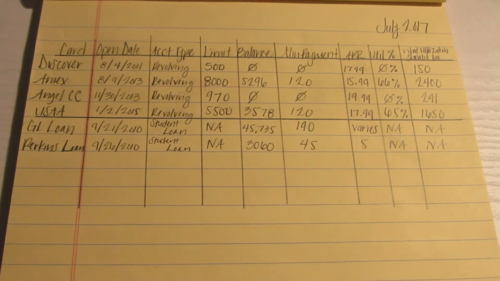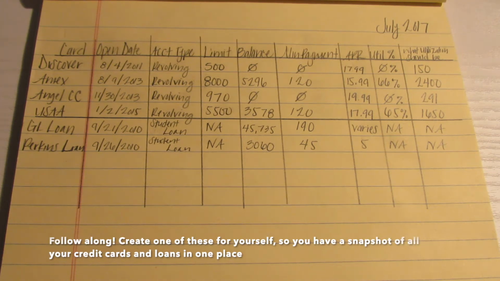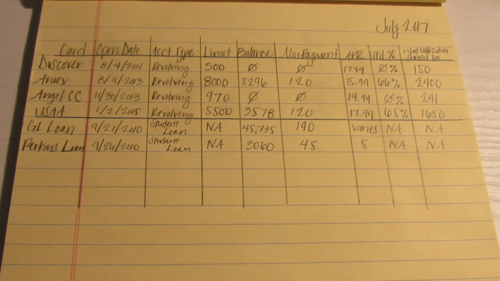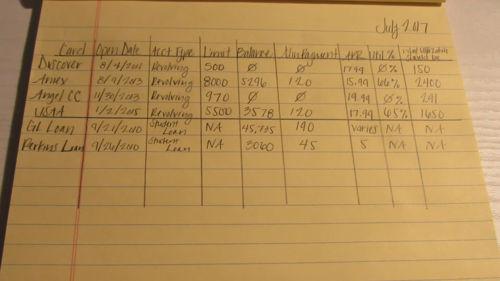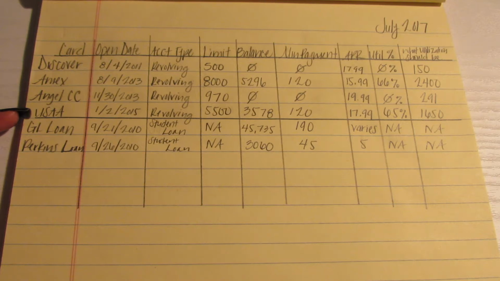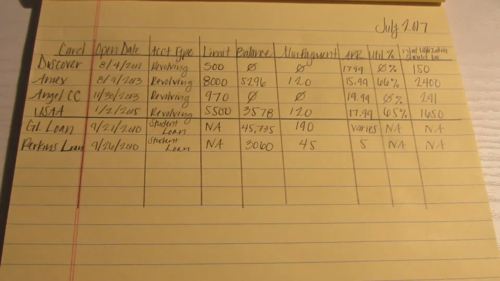Okay, so what you guys see here is a breakdown of all of my cards as well as my student loans by the date that it was opened. So when the account was opened, the account type, the limit on that card, the balance that's owed, the minimum payment, the APR associated with that card, my utilization percentage, and then what my utilization should be. I created a line here to show the split between my credit cards and my student loans down here at the bottom because certain areas do not apply.